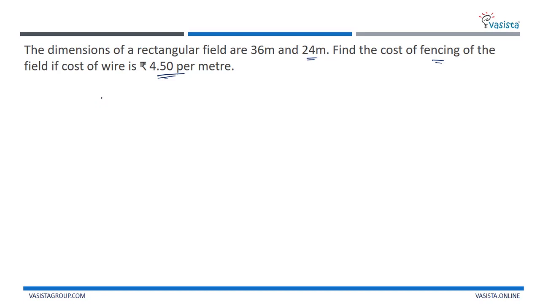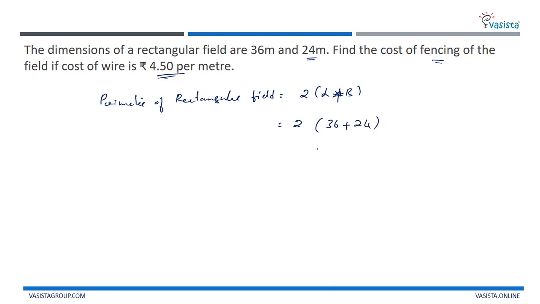So go with the perimeter of the rectangular field is equal to twice length plus breadth, right? 2 times length, which is 36, plus breadth, which is 24, right? 36 plus 24 is 60, 2 into 60, so that is nothing but 120 meters is the perimeter.